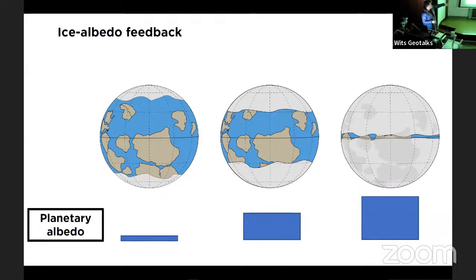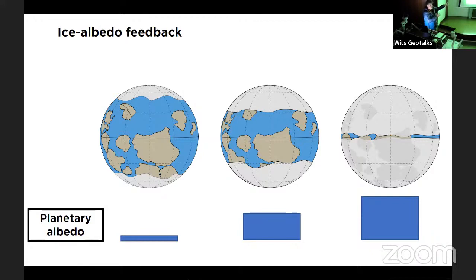And I'll just quickly explain this, right? So on the bottom, we've got what we call a planetary albedo. So that's how much of the sun's solar radiation, how much of its energy are we reflecting back to space and is not cooling the planet, right? And so we've got three snapshots. On the left, we've got a partially glaciated world, and we're reflecting a certain amount of the sun's radiation back to space.